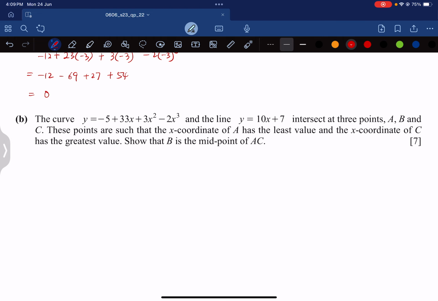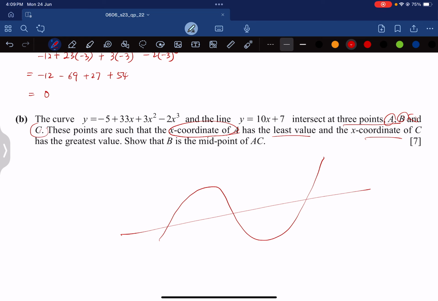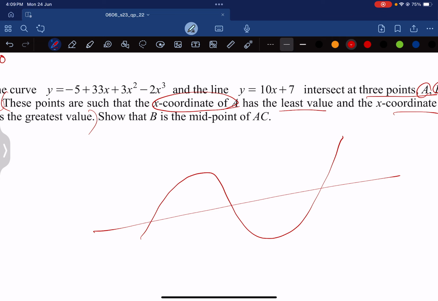The curve y equals negative 5 plus 33x plus 3x squared minus 2x cubed, and a line intersect at 3 points, A, B, C. These points are such that the x coordinate of A has the least value. They tell you they intersect at 3 points, A, B, C, but if they didn't mention this second sentence, maybe A can be here, B can be here, C can be here, who knows, C, A, B, whatever.